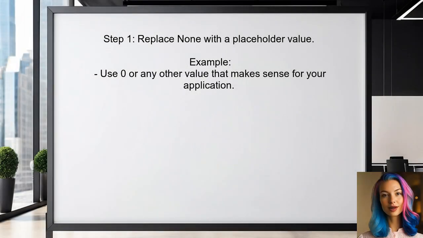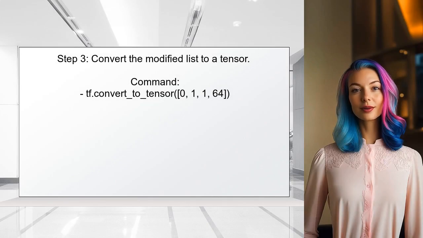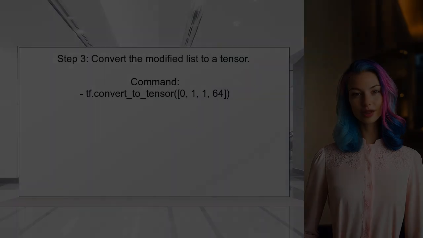To convert a list containing None to a tensor in TensorFlow, the user should first replace None with a placeholder value. This is necessary because TensorFlow does not support None as a tensor element. Next, the user can create a new list where None is replaced. For instance, if the user decides to replace None with 0, the new list would look like this: [0, 164]. Now the user can convert this modified list to a tensor using the TensorFlow function. The command would be tf.convert_to_tensor with the new list as the argument.